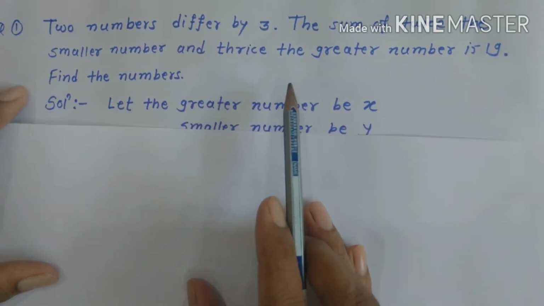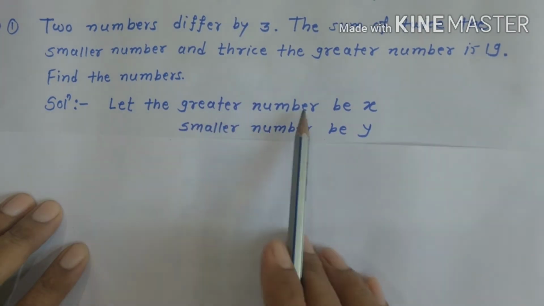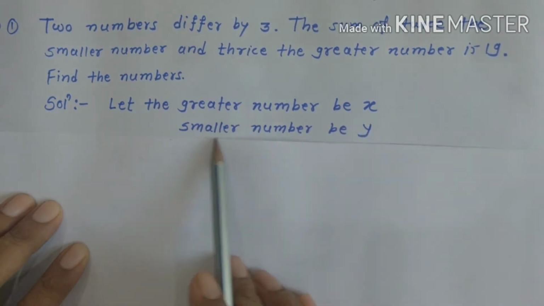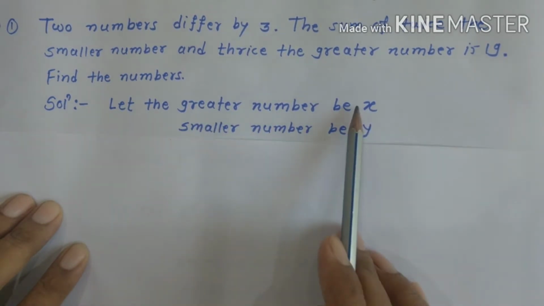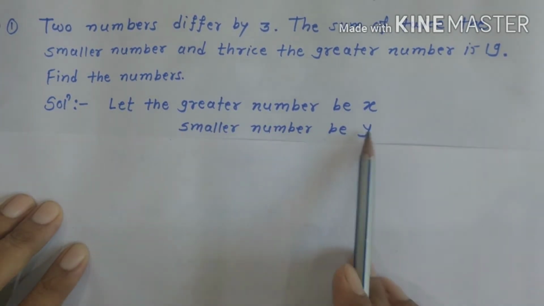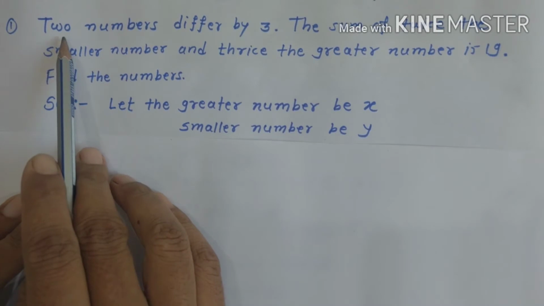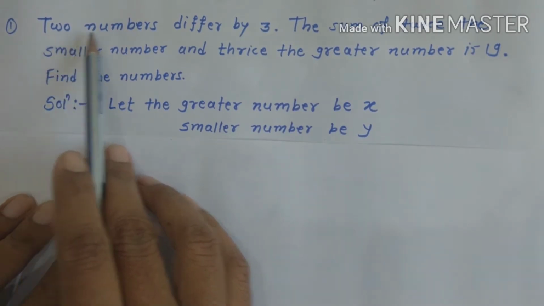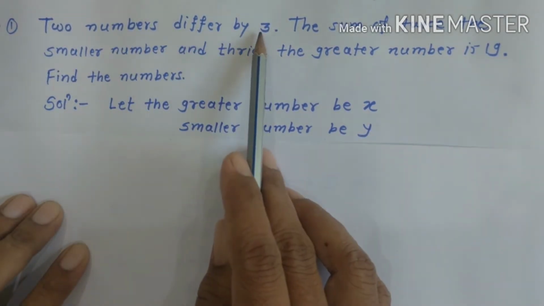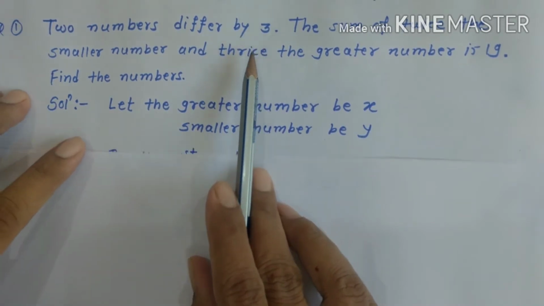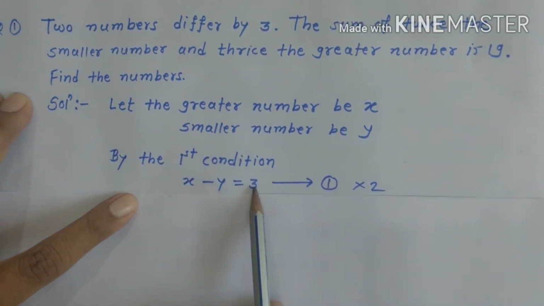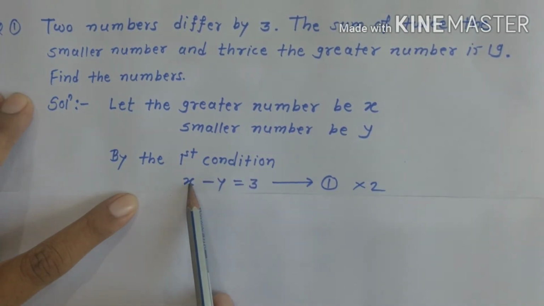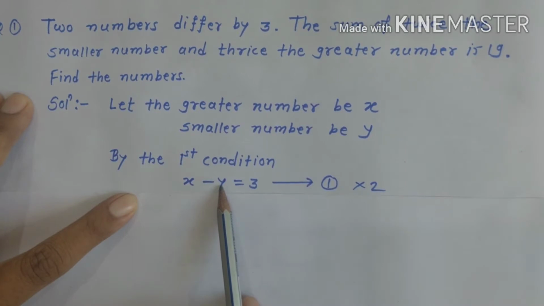So let the greater number be x and smaller number be y. We assume x for the greater number and y for the smaller number. Now the condition says that the difference between two numbers is 3. Therefore, the equation can be written as x minus y equal to 3 according to the first condition. Here x is the greater number, y is the smaller number.